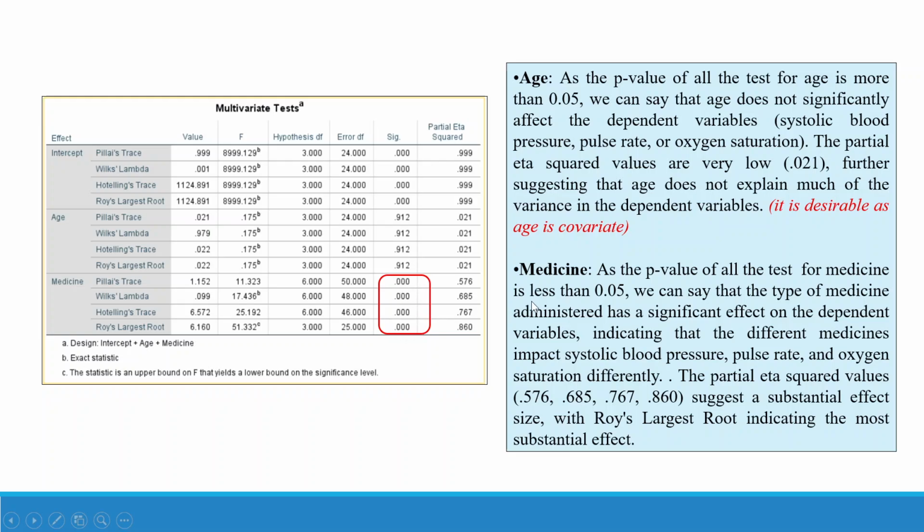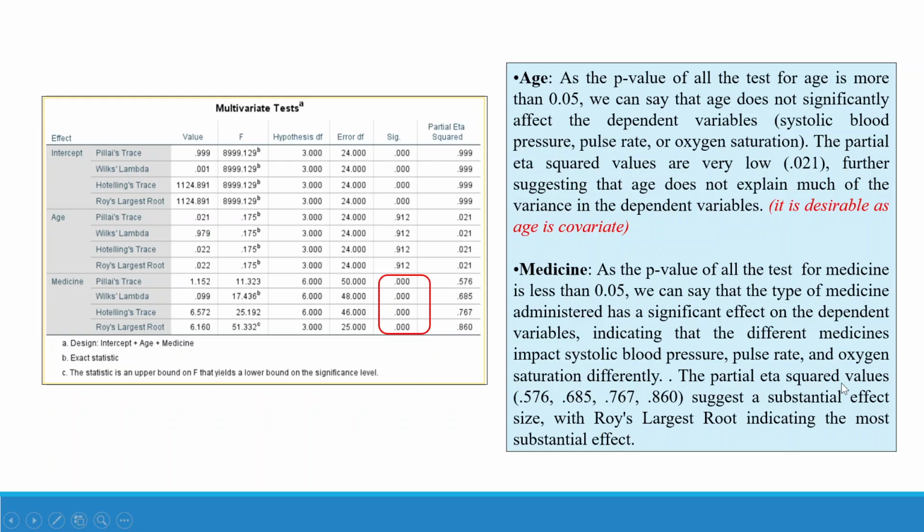Just see the p-value. The p-value for all the tests for medicine is less than 0.05. So which are the tests? Pillai's trace, Wilks' lambda, Hotelling's trace, Roy's largest root. All of them confirm. All of them have a p-value less than 0.05. So we can say that the type of medicine administered has a significant effect on the dependent variables, indicating that the different medicines impact systolic blood pressure, pulse rate, and oxygen saturation differently.